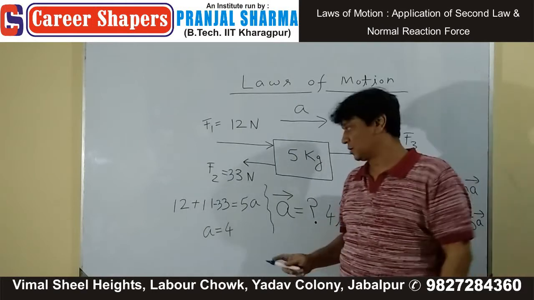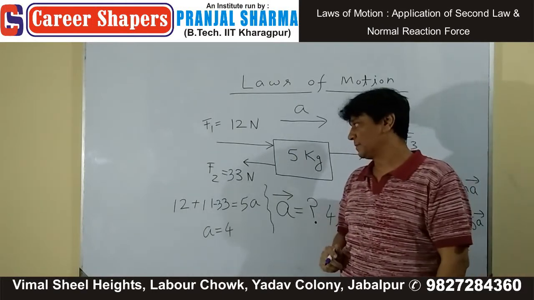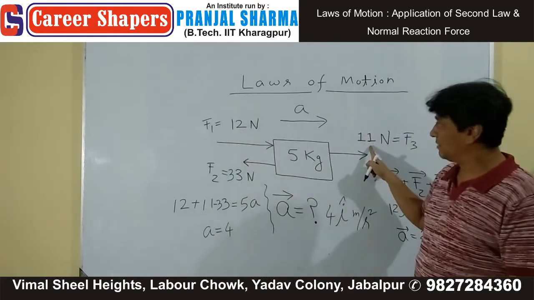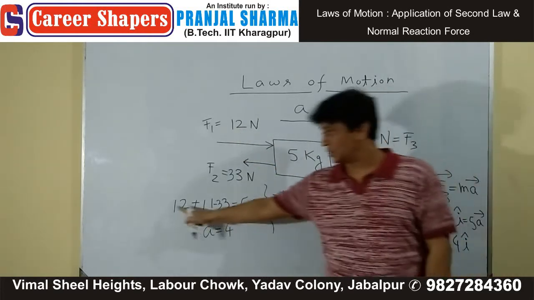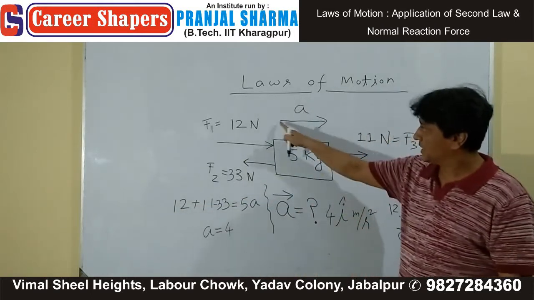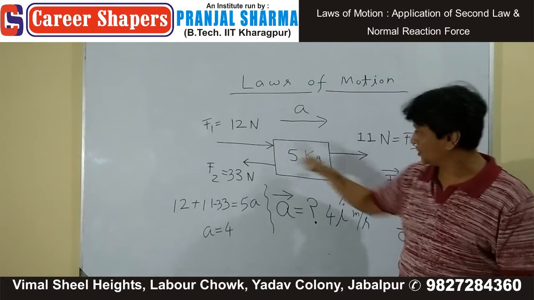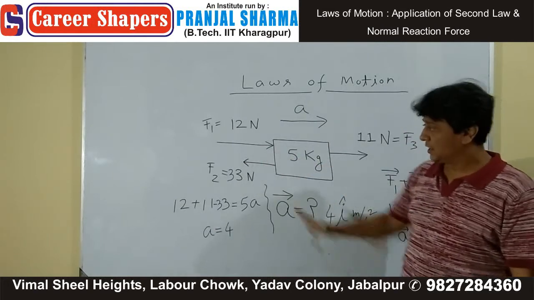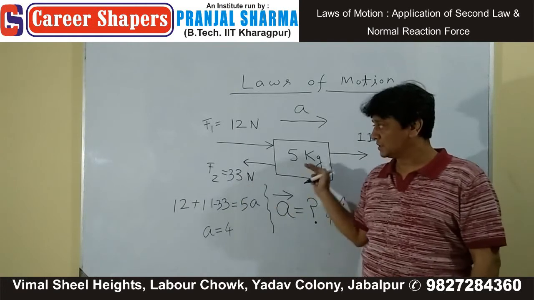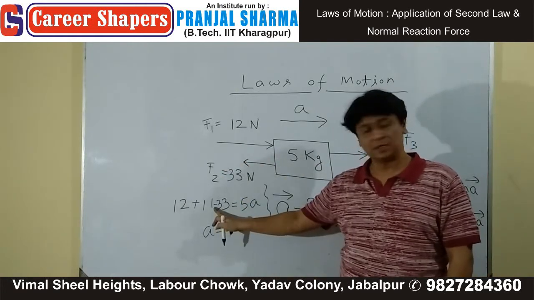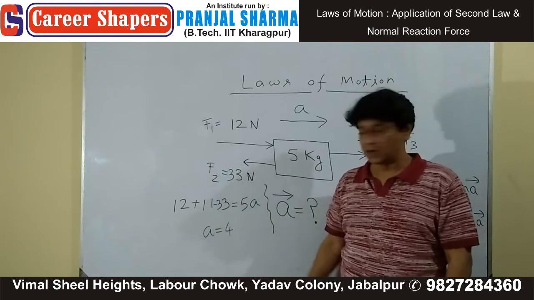If you thought that it's going to move in this direction, then what will you do? Take this 12 and this 11 as positive. Why? Because you have taken both these forces in the direction of acceleration. Keep this 33, since it's in the opposite direction, take it what? Minus. I hope you can see the negative sign.